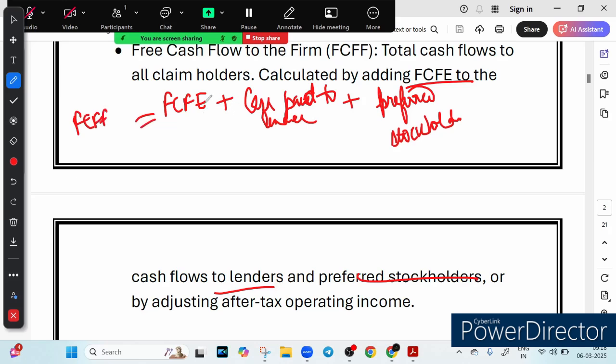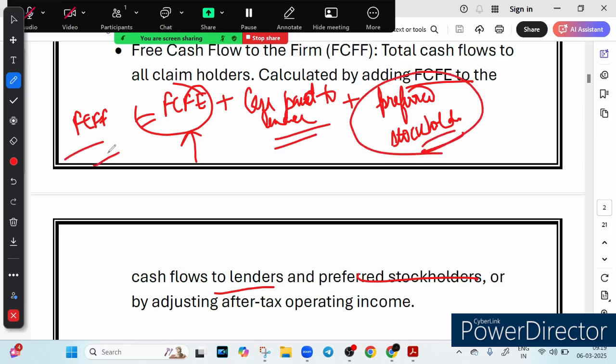So FCFE is all about the shareholder. We have talked about it. It is the cash flow available to the shareholder, but we have to add the cash flow to the lender and the cash flow to the preferred stockholder, and then we will get FCFF. It means total cash flow which is available to all the claim holders, like lenders, preferred stockholders, and FCFE.